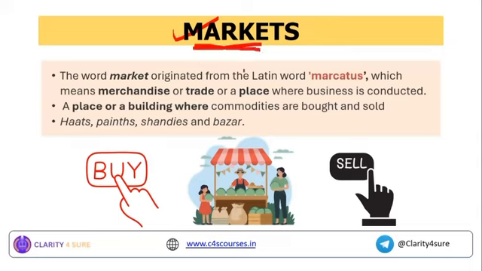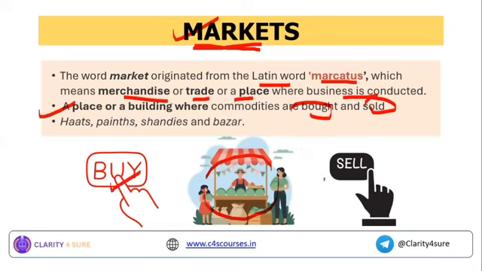Market is a word which originated from the Latin word marketus, which means merchandise, a trade, or a place where business is conducted. So it is a place or a building where commodities are bought or sold. But it is not just a physical place or building. It could be virtual. If buying and selling of something is taking place, then you can call it a market.